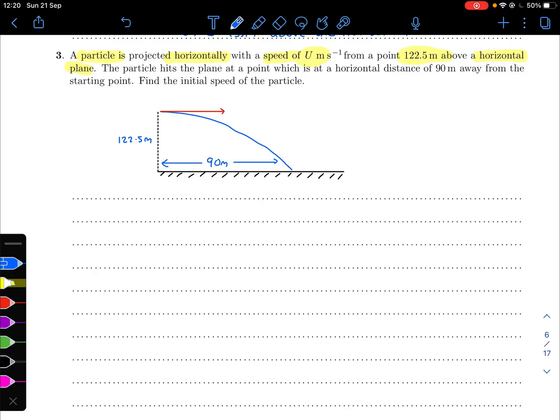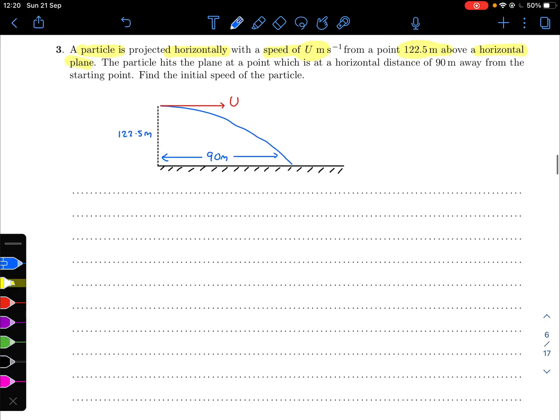So that length there is 90 meters. And we're asked to find the initial speed, which I'll just label as u. Okay, so this is the first one where we're actually going to have to do a little bit of SUVAT.